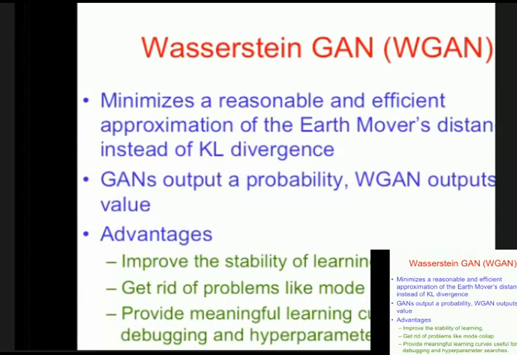And while GANs output a probability, a WGAN outputs a value. They say in a WGAN, the discriminator is not outputting a probability, but it's what's called a critic. It is saying how good they are, some value it's outputting. Advantages of this are that it improves the stability of learning, gets rid of problems like mode collapse, provides meaningful learning curves, and so on. I took this out of some abstract of the paper saying, here is a WGAN, and these are all the merits of the method.